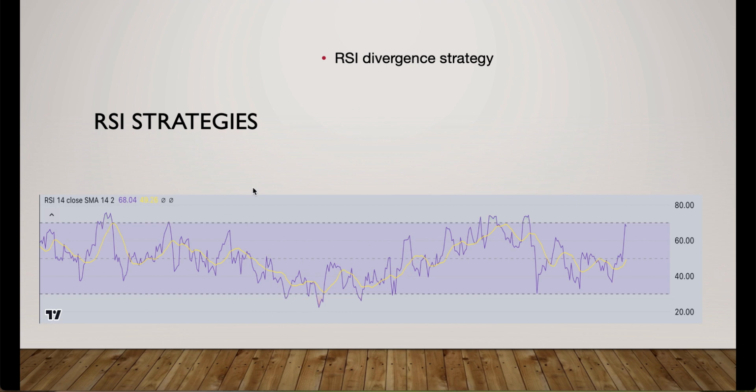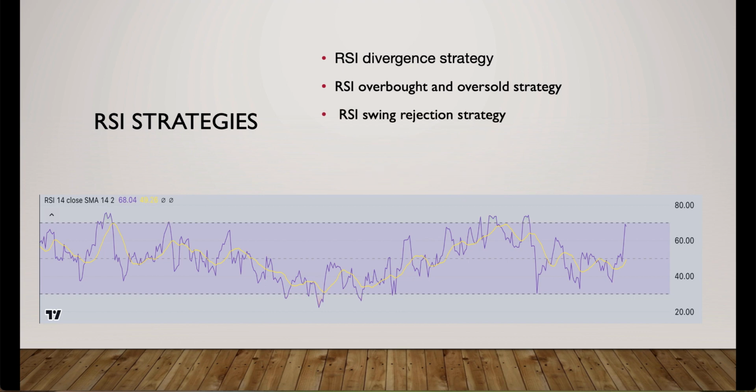So we can use that as a divergence to again use that as a probability to be on the right side of the market. There's also overbought and oversold strategy. Like I've said to you earlier on, when the RSI moves above 70, it's overbought, and we can look for sells. And when it's below 30, we can look for buys because the RSI is oversold.